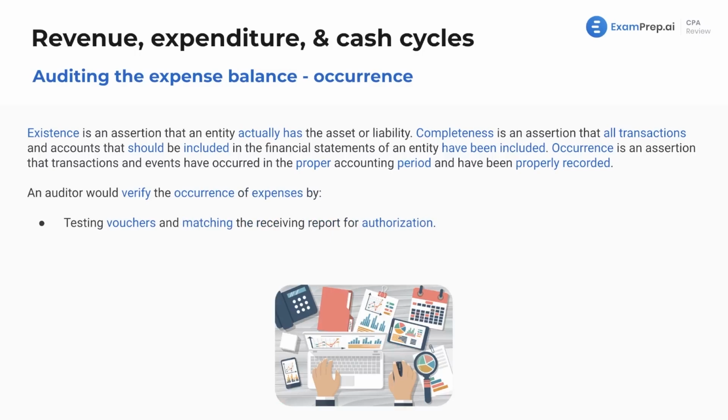What about occurrence? Well, occurrence, we're really going to focus in on this one. We're going to test vouchers and match them to the receiving report for authorization, making sure that when we issued these vouchers, when we tried to make these purchases, that it was properly authorized. That's going to be our number one process here.